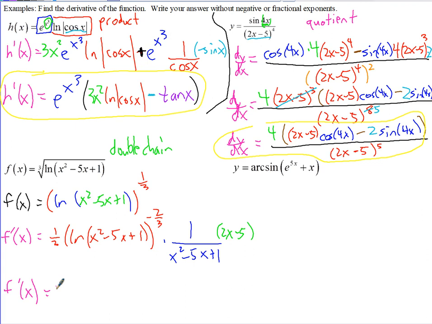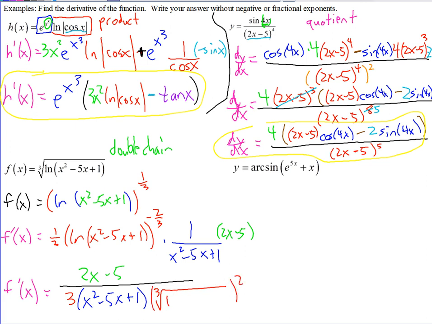So let's see, the only thing we're going to have on the numerator here, because this is a negative exponent, is this 2x minus 5. And on the denominator, let's see what we've got. We've got this 3 here from the 1/3 on the denominator. And we've got this x squared minus 5x plus 1. And then in radical form, this would be the cube root squared of natural log x squared minus 5x plus 1. You can leave the 2x minus 5 in parentheses, but you don't have to put it there. That's all.